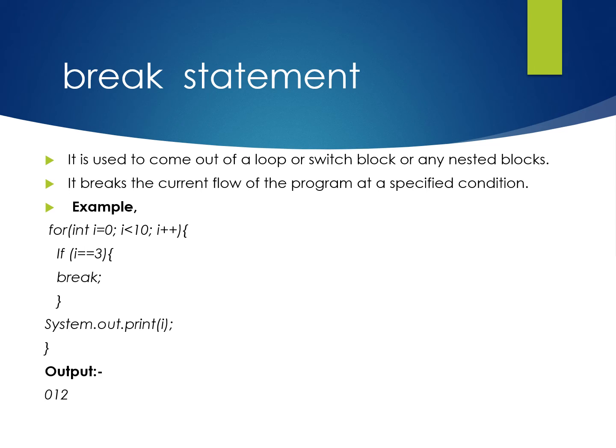When i equals 0, it will check the condition if i equals 3. It is not, so the loop will continue. We will be printing i equals 0, so in the output it will be 0. When i equals 1, again it will go to the condition if i equals 3, no. So 1 will be printed. Then next i equals 2. Is i equals 3? No. So 2 will be printed.